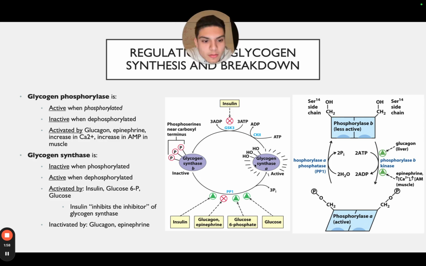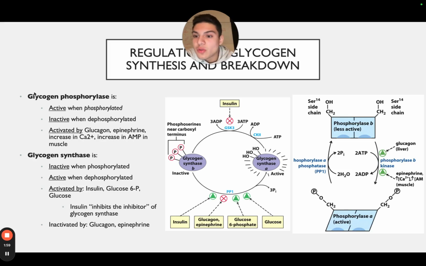One thing to note is to look at the OH residues on these enzymes and look at whether they're active when they're dephosphorylated or active when they're phosphorylated. That'll give you a big clue, because phosphorylase is the opposite. It'll be active when it's phosphorylated. Glycogen synthase will be active when it's dephosphorylated.